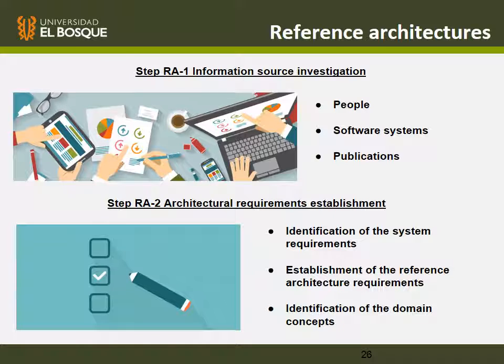The first step is information source investigation. In this step, the main information sources are selected. These sources must provide information about the processes, activities, and tasks that could be supported by software systems of the target application domain. The most relevant information sources are people, such as customers, users, researchers, and system developers of the application domain. To get information from these people, we use interviews and questionnaires.